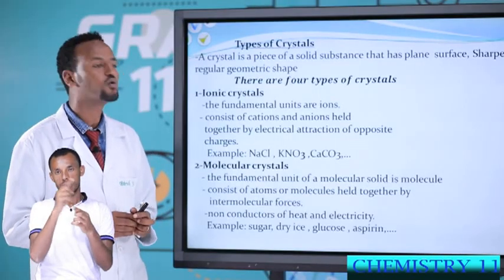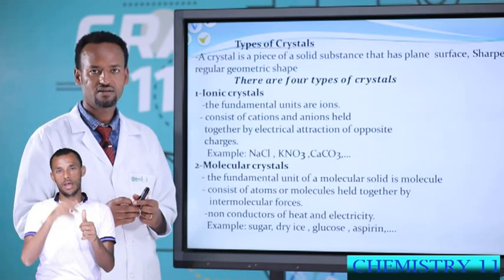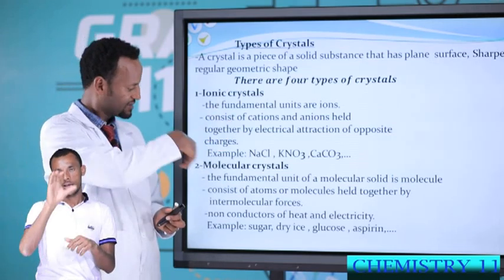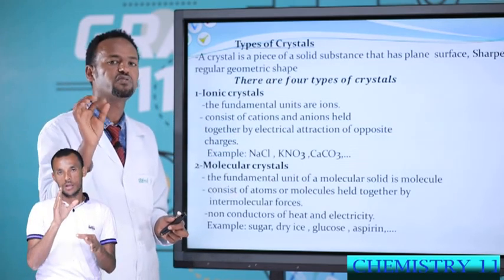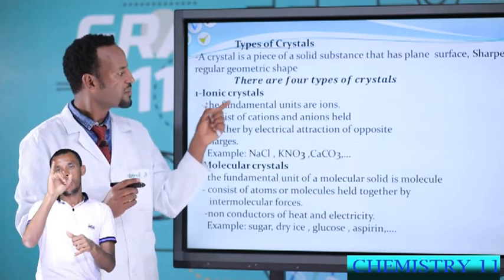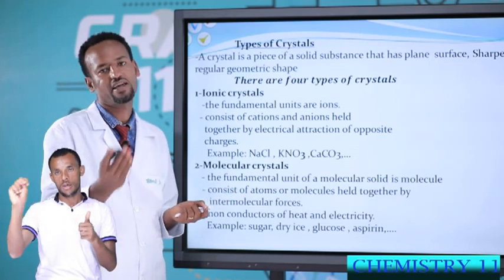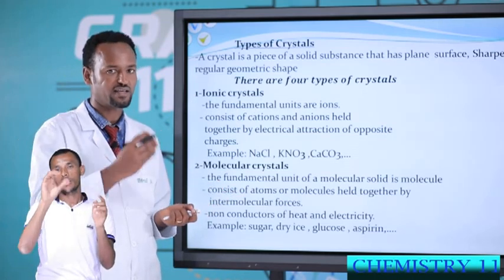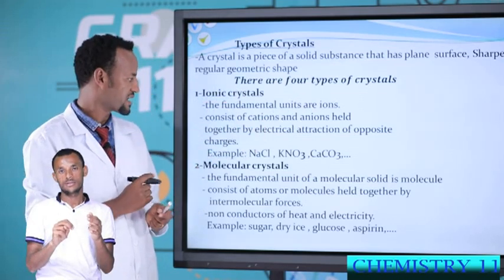There are commonly 4 types of crystals. 1, ionic crystal. By the way, the ionic crystal, the molecular crystal, and the other types of crystal exist in the forms of solid states. The first one is ionic crystal. The fundamental units are ions. Which ions? Cations and anions, because there are 2 types of ions.